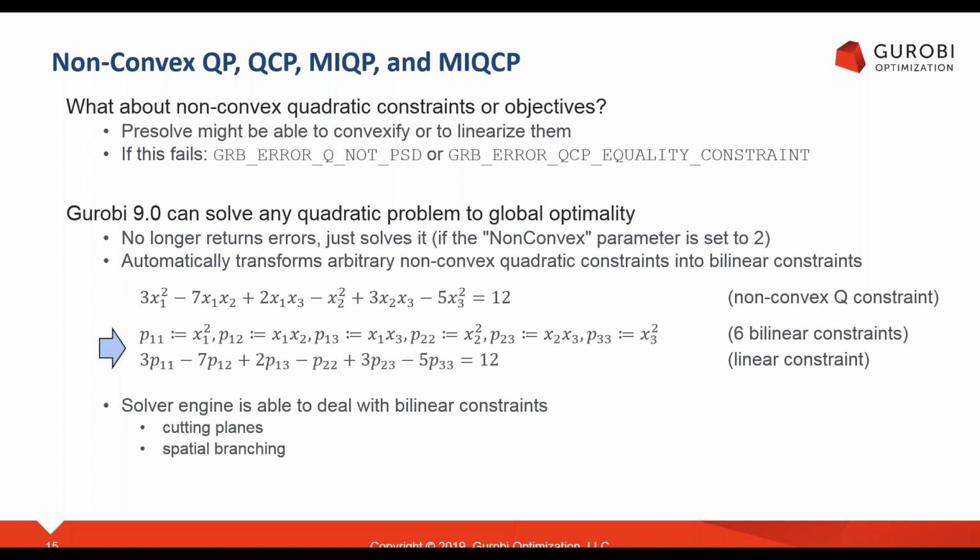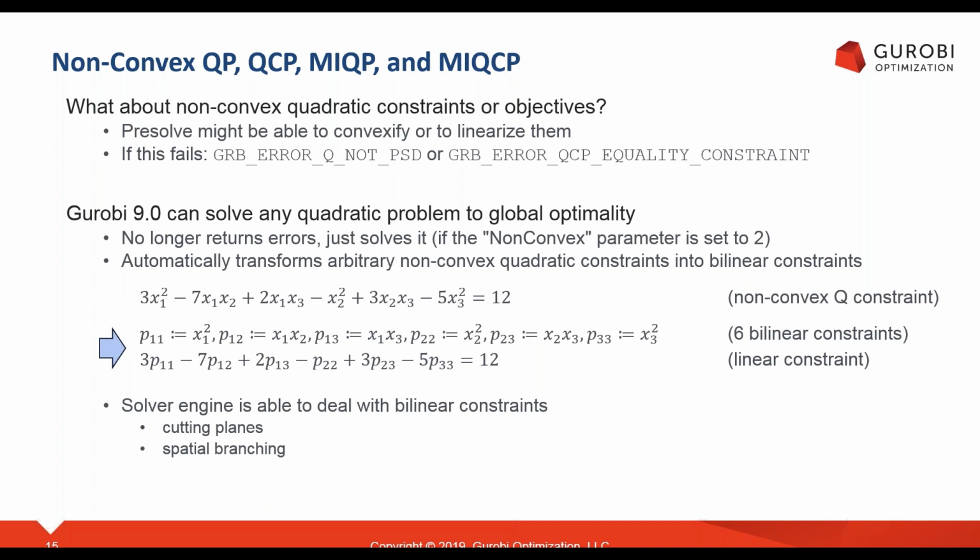The first step is the regular pre-solve will run, and if it finds out that there is a non-convex quadratic constraint or objective, then it would convert them into a set of bilinear constraints and linear constraints. So take this one here as an example. This is a quadratic equality constraint. So quadratic equality constraints are always non-convex.